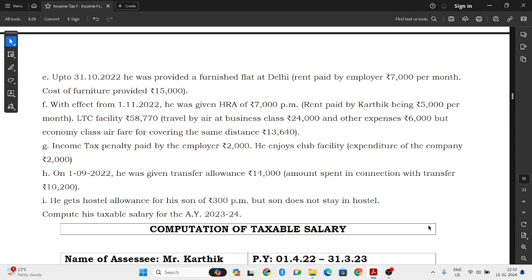Next, up to 31st October, that means April, May, June, July, August, September, October, 7 months, he was provided a furnished flat at Delhi. Delhi is a city where the population is more than 25 lakhs, as well as it falls under the 15% category. You should remember that. The rent paid by the employer is 700 per month. The cost of furniture provided is 15,000. As it is Delhi, the population is more than 25 lakhs, so you should consider 15% of salary.